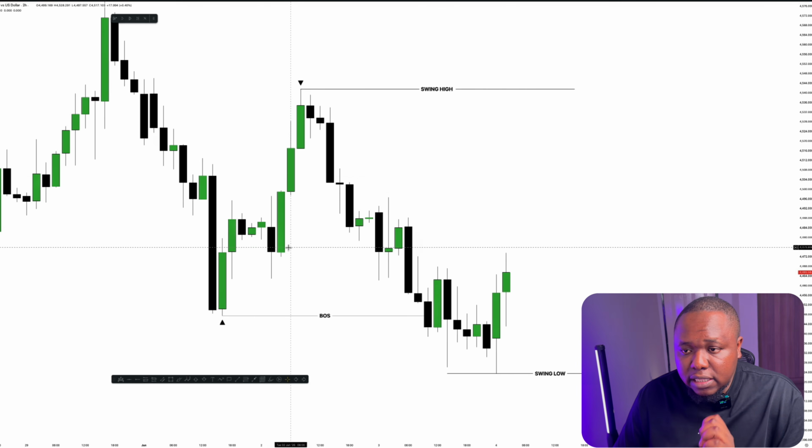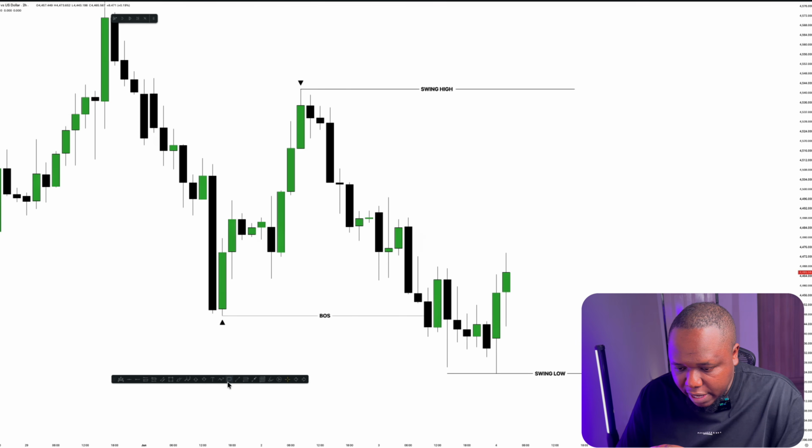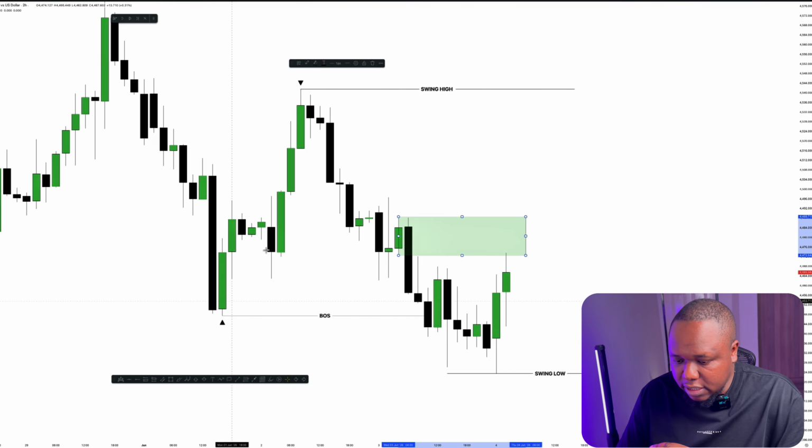Now the third thing that I'm going to do is to identify my area of interest. Right now we can see that we have this as our area of interest, and this fair value gap here as our area of interest.